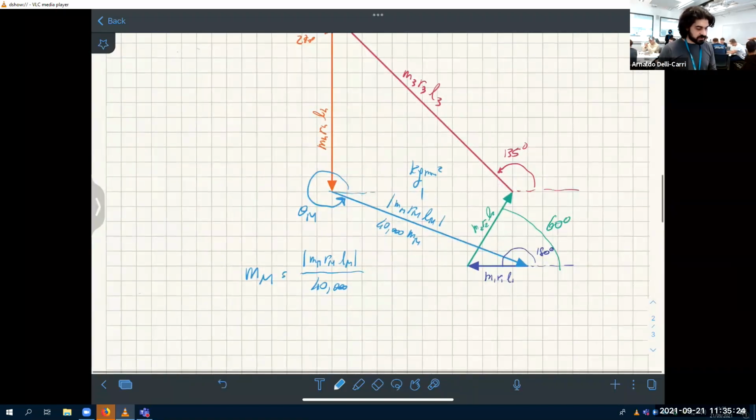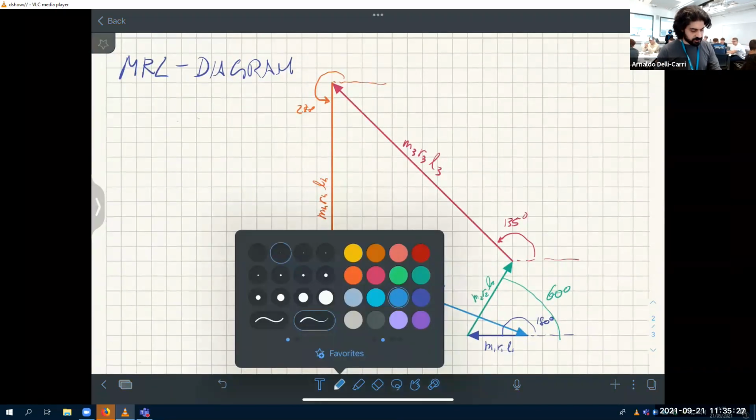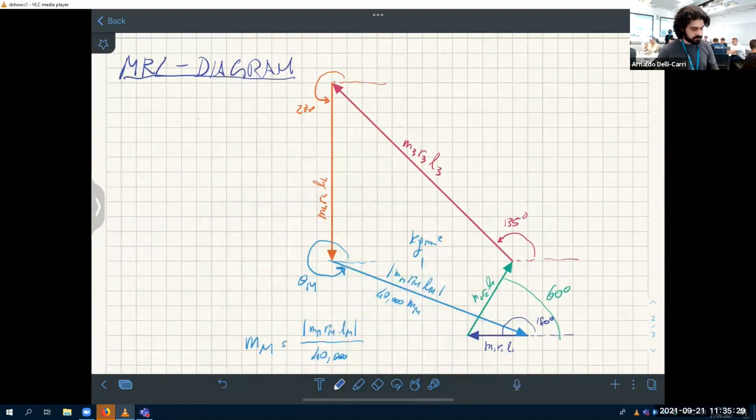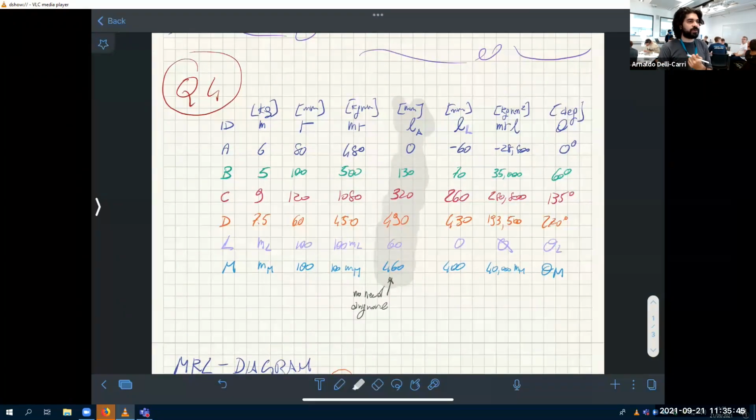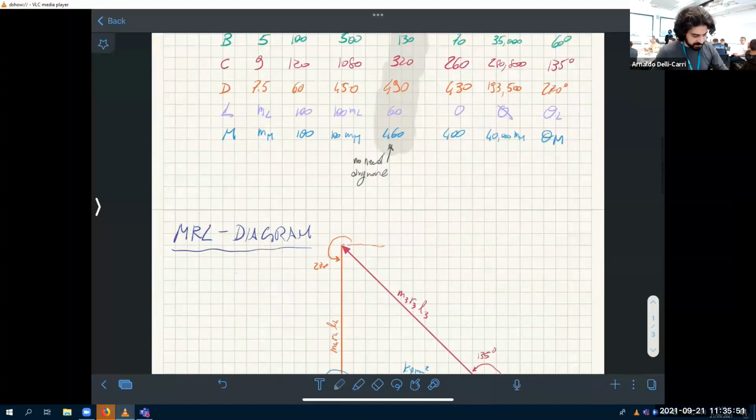All right, so this was the MRL diagram. We now do the MR diagram. How do we do the MR diagram? Well, it's exactly the same thing. We take the other table, but instead of taking this column, we take this one. Okay. And the same angles. The angles are the same. We now have different magnitudes and a different scale factor as well. Right? So you have one scale factor here.